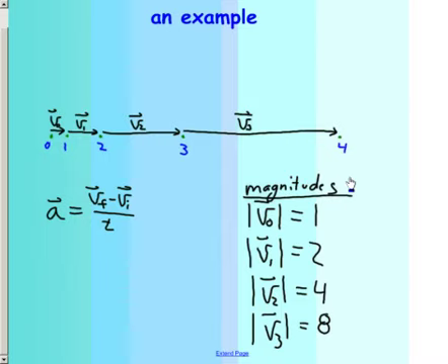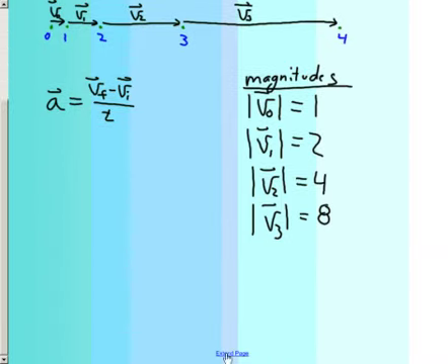So let's just pick a point we want to know. I'm going to say I want to find the acceleration between 1 and 2. All right, so that's going to be the velocity vector number 2 minus the velocity vector number 1 divided by the time. All right, how are we doing so far?